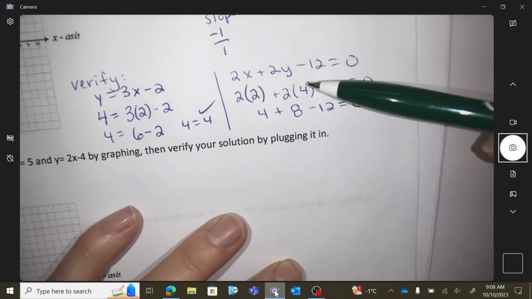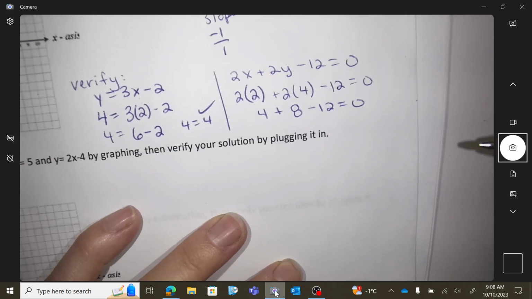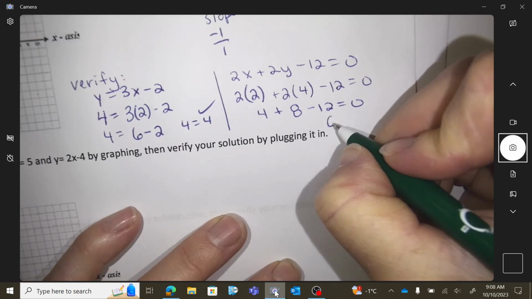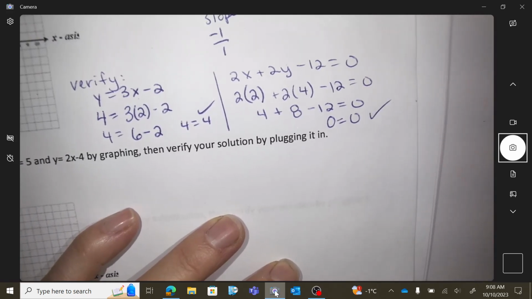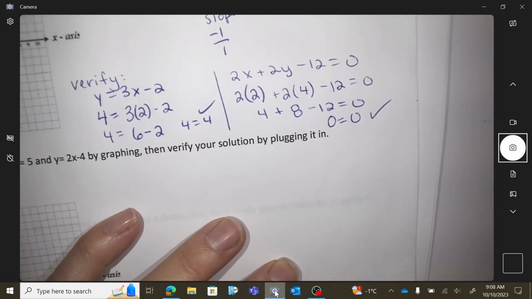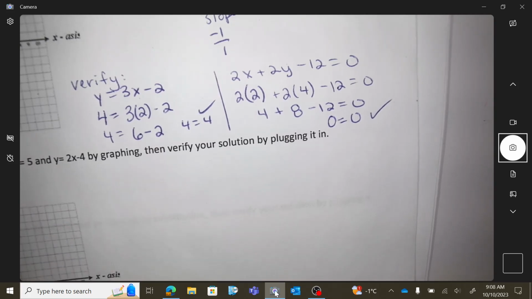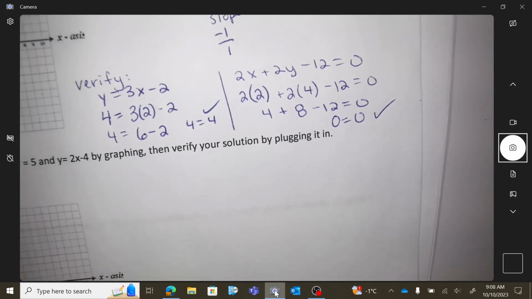So then I got 4 plus 8, subtract 12, and what would that math all come to? 0. So 0 equals 0. So therefore, when I put it into the equation, it worked out. Okay, that means you're right. If you put it in and it works like that, that means you got it right.